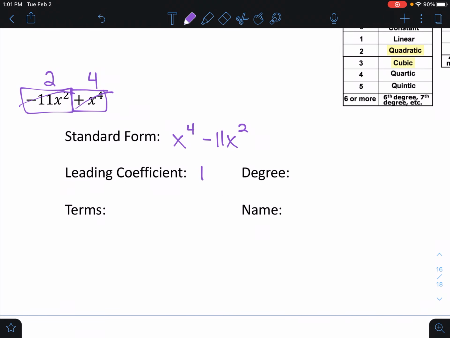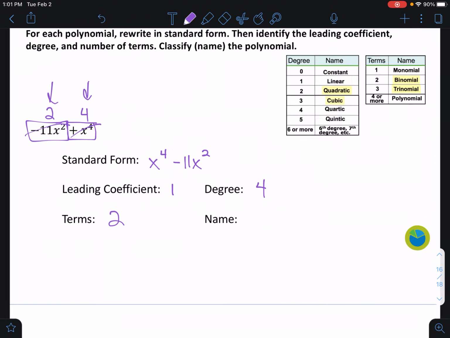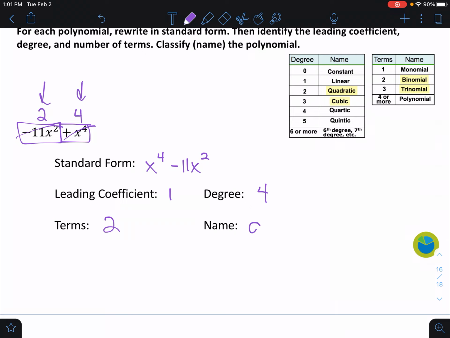Okay, the degree. Well, the first term had a degree of 2. The second one had a degree of 4. We take the biggest one, so that would be a degree of 4. How many terms do we have? 1, 2. 2 terms. So now let's name it. Degree 4 means, right, looks like quartic. And then 2 terms, binomial.